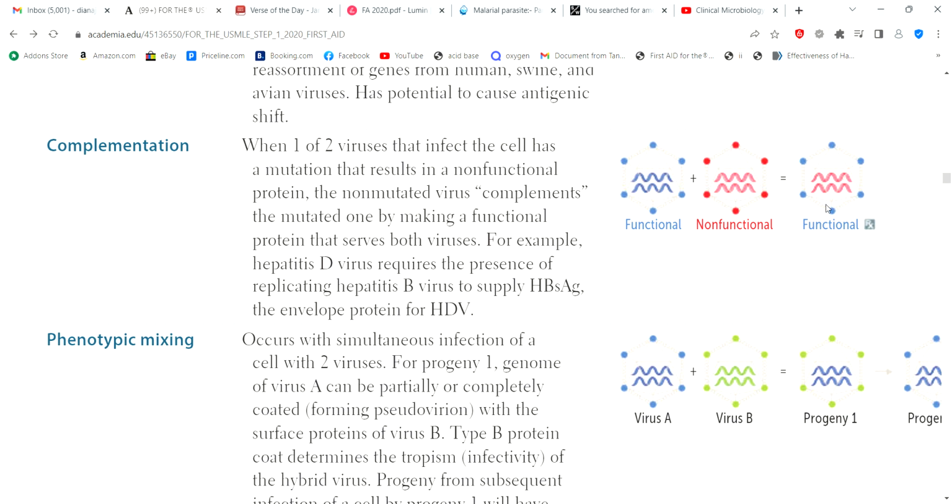You need hepatitis B virus to be infected with hepatitis D. Hep D is non-functional when given alone. HBsAg, hepatitis B, and then hepatitis D can infect the cells.